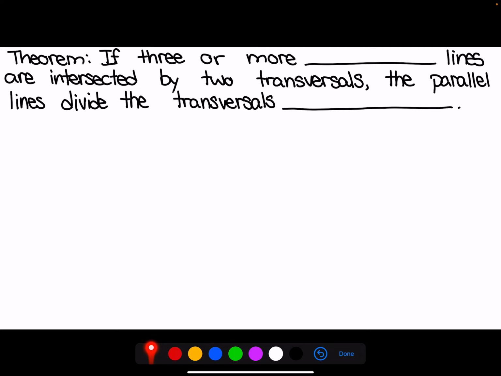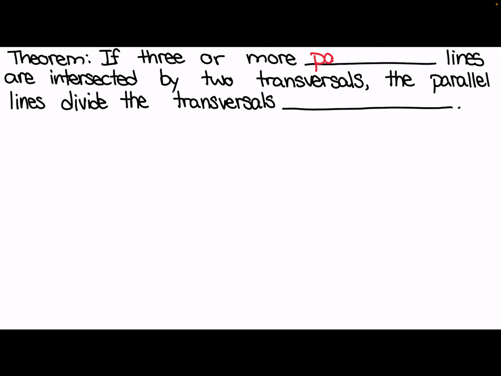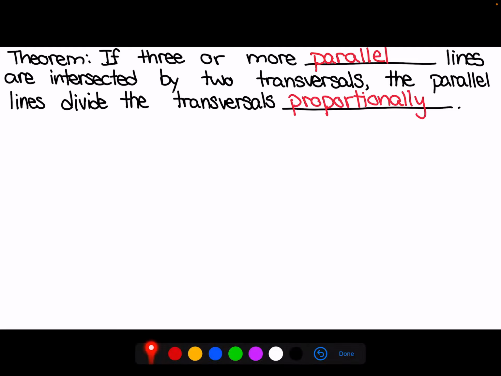All right, our next theorem, again, involves parallel lines. So again, that's our key for this lesson. If 3 or more parallel lines are intersected by 2 transversals, the parallel lines divide the transversals proportionally. Now, this is the same concept as what we just worked on. It's the same concept as the side splitter theorem.